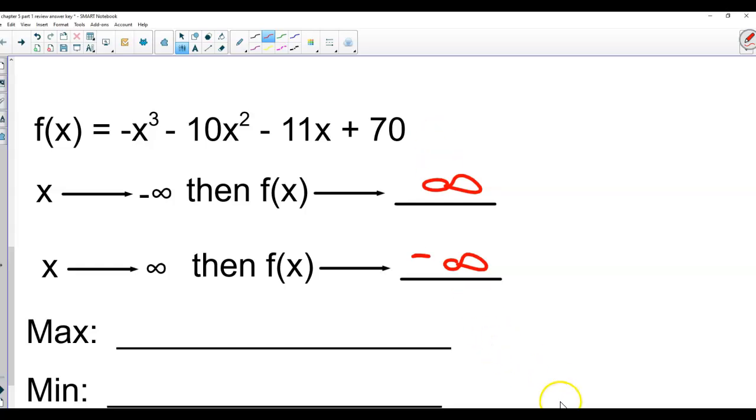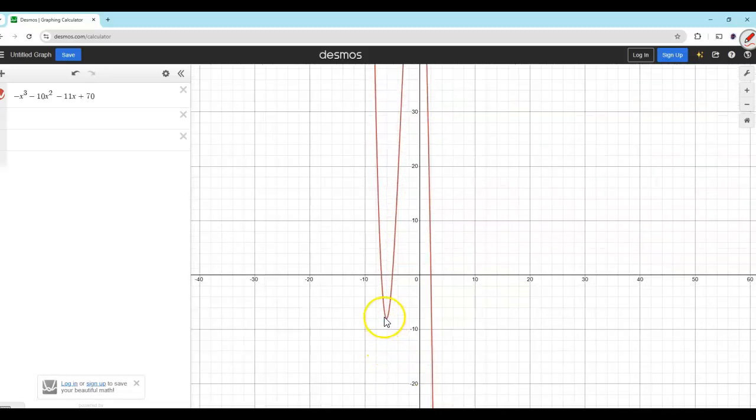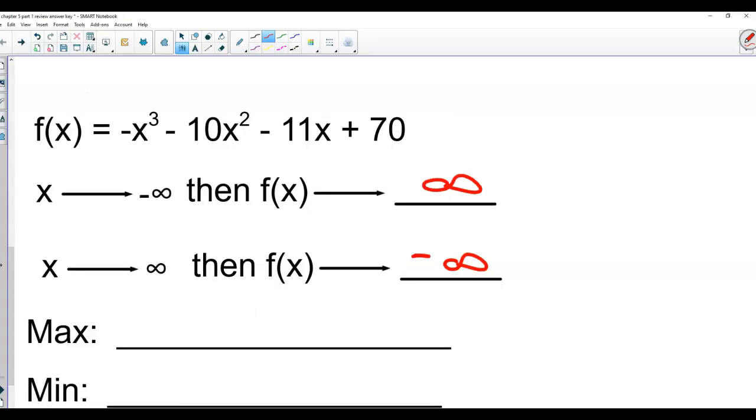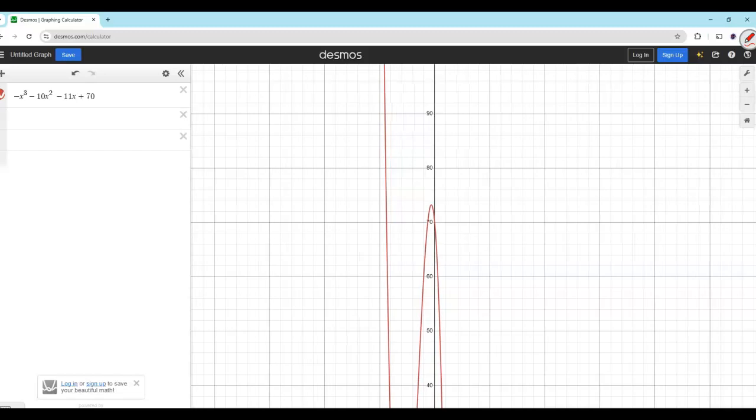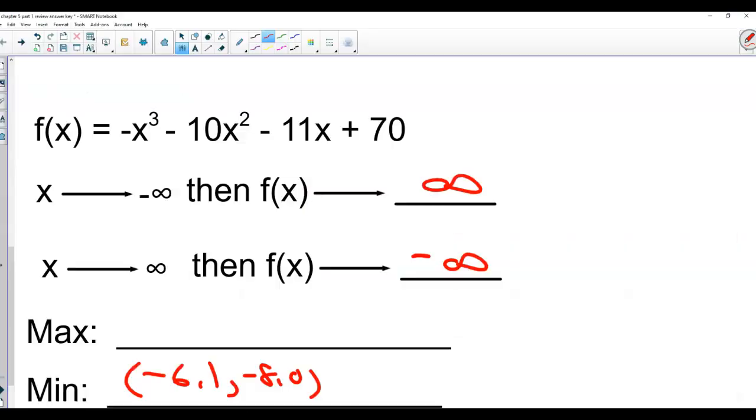In terms of my max and mins, I only have one of each, and they're both local. So my minimum, negative 6.1, negative 8.0. My maximum, once again, going right off the graph, we're going negative 0.6, 73.2.